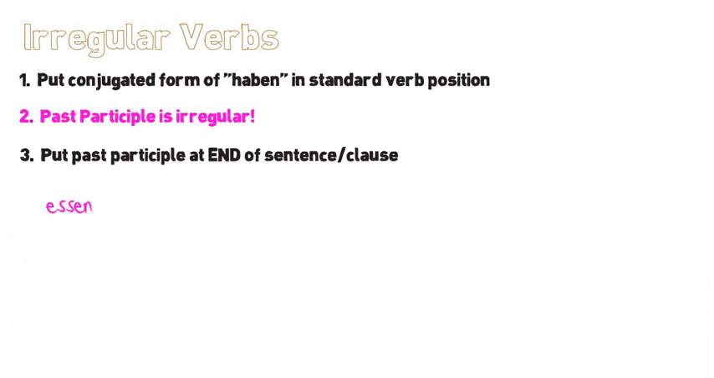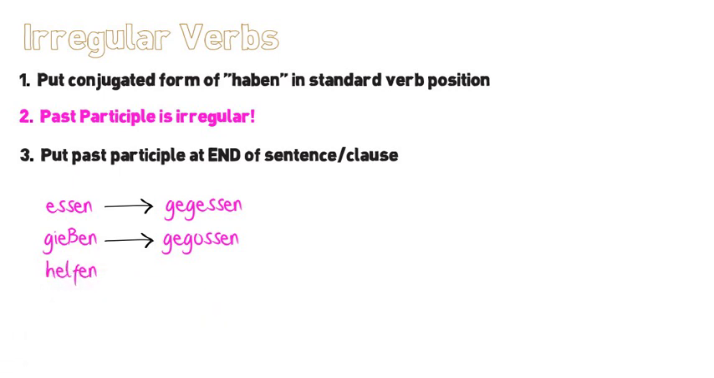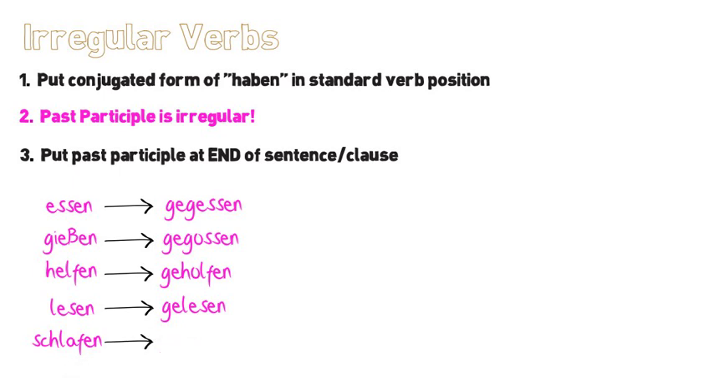Here are some verbs you will probably have encountered so far, listed with their irregular past participles. For instance, essen would become not geesst, but gegessen, irregular. Gießen becomes gegossen. Helfen, which means to help, becomes geholfen. Lesen would become gelesen. Schlafen turns into geschlafen in the past tense.